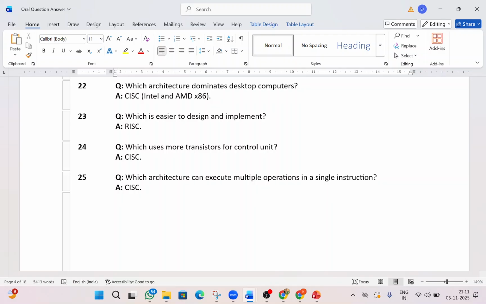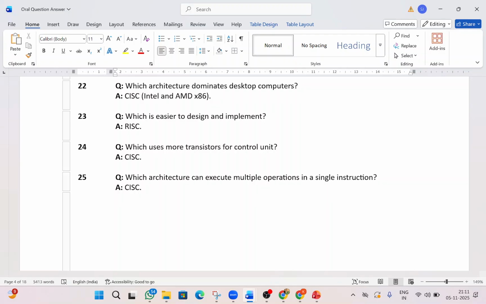Last question, which architecture can execute multiple operations in a single instruction? That is CISC. The main advantage is that one complex instruction can perform multiple tasks. Okay, so the answer is CISC.